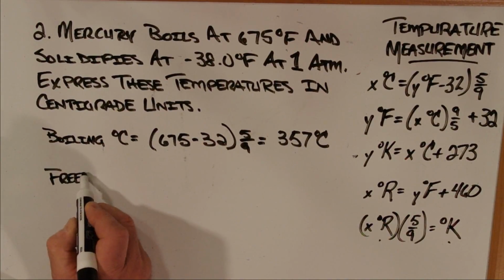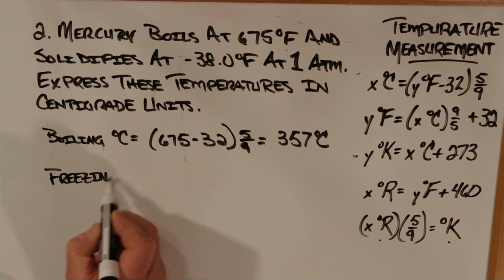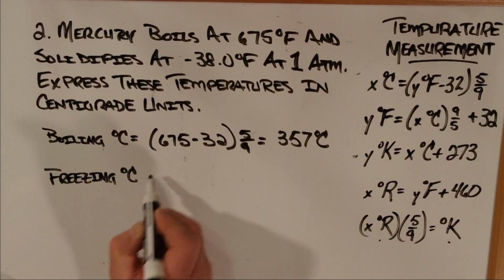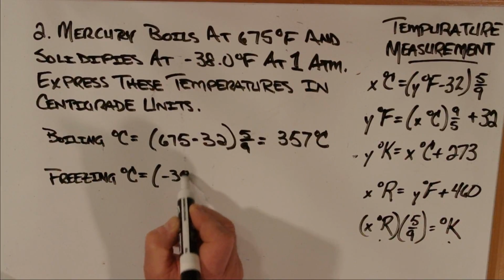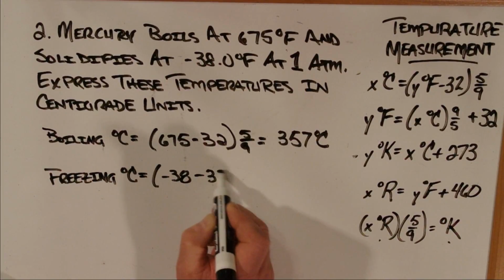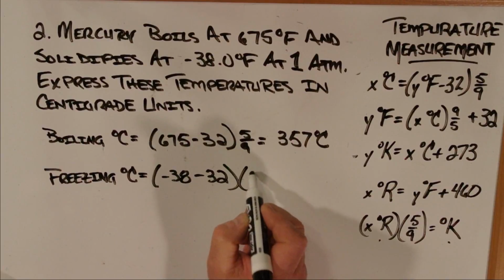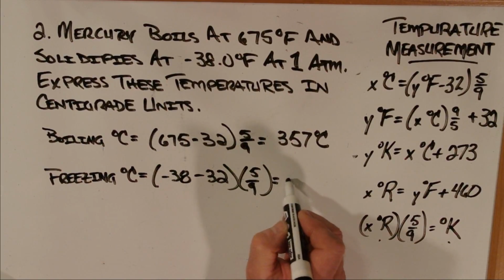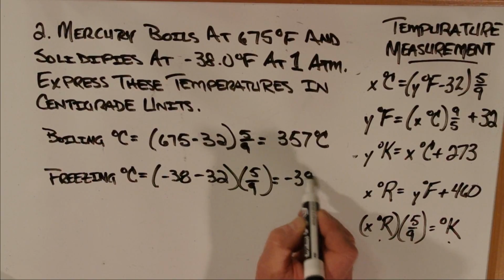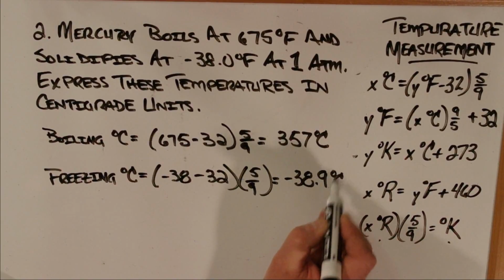The freezing point we'll calculate in the same way. Degrees C will be negative 38.0, from which we'll subtract 32. We'll multiply the result by 5 over 9. And again, when we do the arithmetic, we get negative 38.9 degrees C.